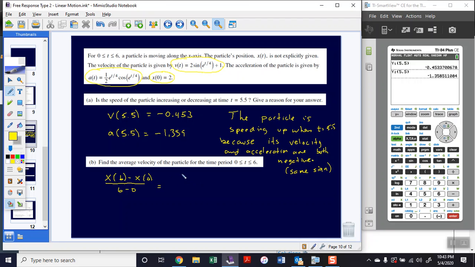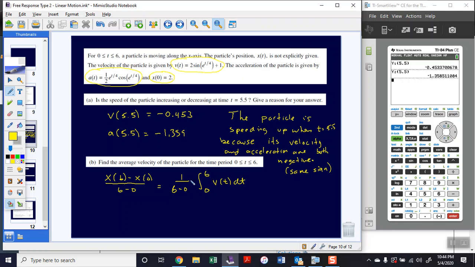And that is, other than the 6 minus 0, x of 6 minus x of 0, that reminds me of integration. It's the definite integral of the velocity function from 0 to 6. And now this is a nice tie into something else, another concept, and that is, isn't this what you do exactly if you were going to find the average value of the velocity function, which is another way to think of average velocity.